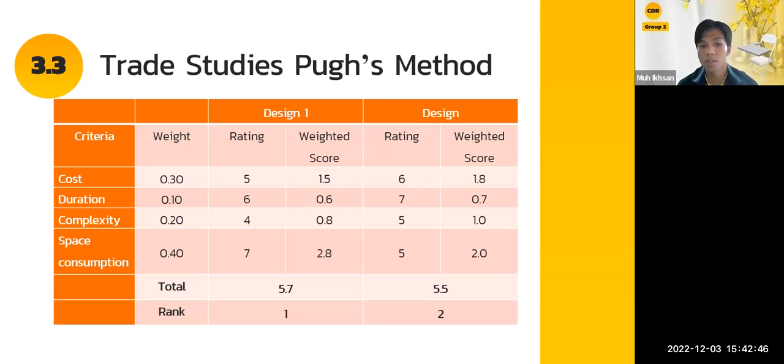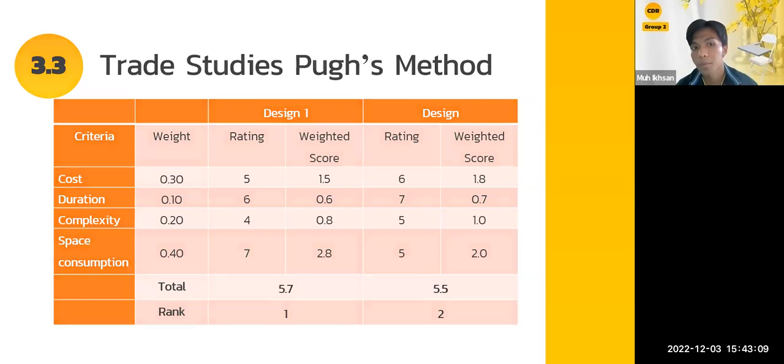For the results, the trade-off analysis shows that we end up with design one, which has a total score of 5.7, while design two has a total score of 5.5. And then we go to the next part, which is the top level design of final concepts. Next slide, please.